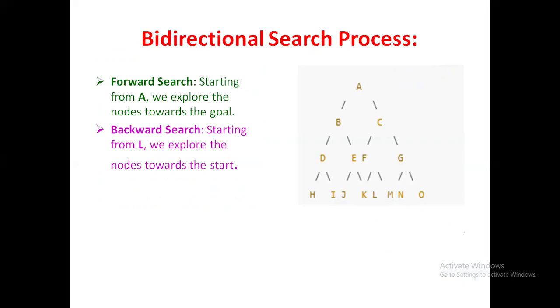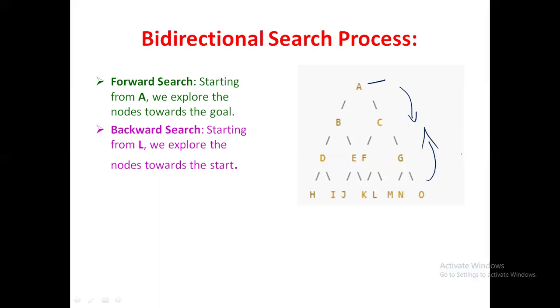Bidirectional means we have a starting node and a goal node, and we have to find one common node, aiming to meet at a common node. So instead of searching from the start node all the way to the goal, bidirectional search breaks the problem into two smaller sub-problems. How? The forward search and backward search will be there. The forward search expands outward from A, while the backward search moves in the opposite direction, from L.